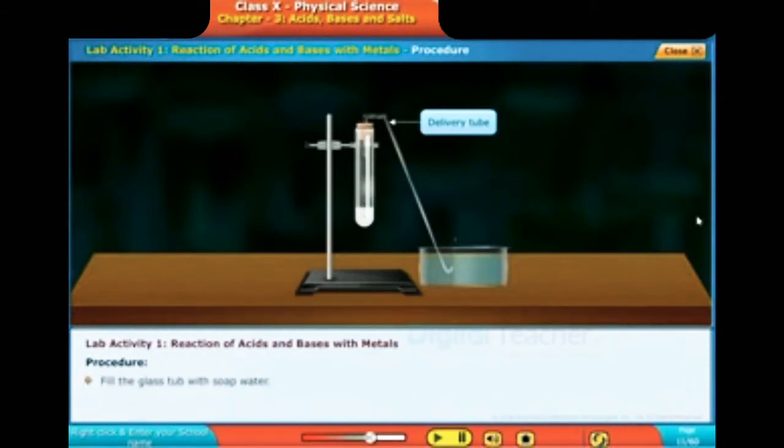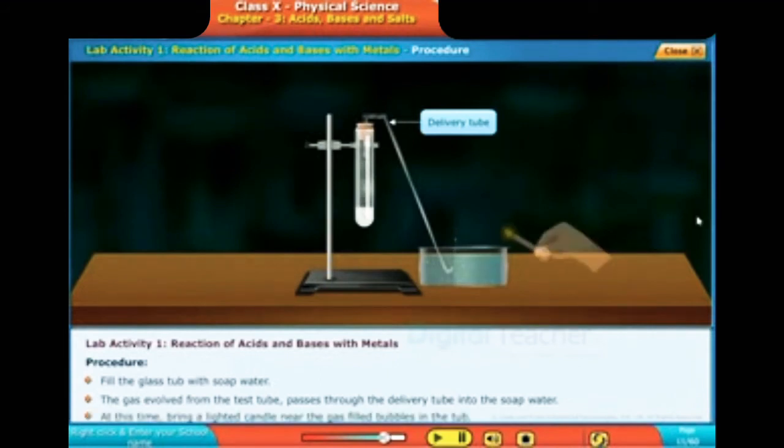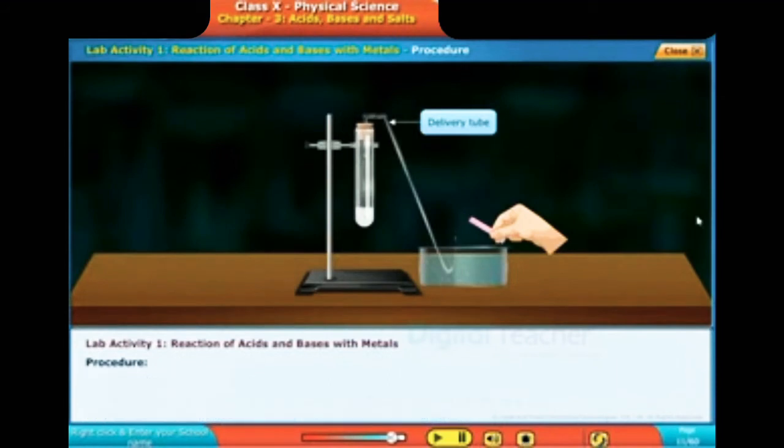Fill the glass tub with soap water. Now the gas evolved from the test tube passes through the delivery tube into the soap water. At this time, bring a lighted candle near the gas tub and ignite. Observe the reaction. Repeat the same process with some more acids like nitric acid and acetic acid. Make a note, but be careful while handling the acids.